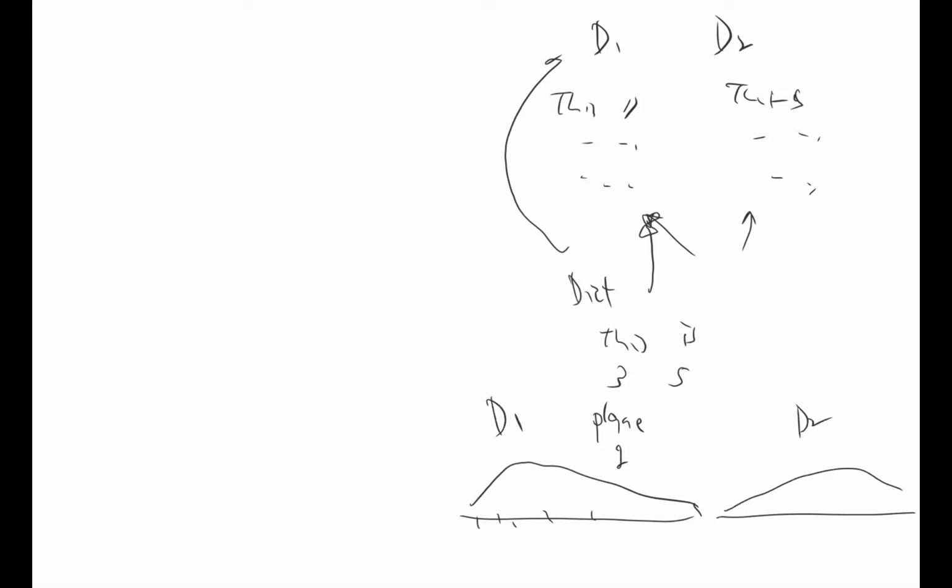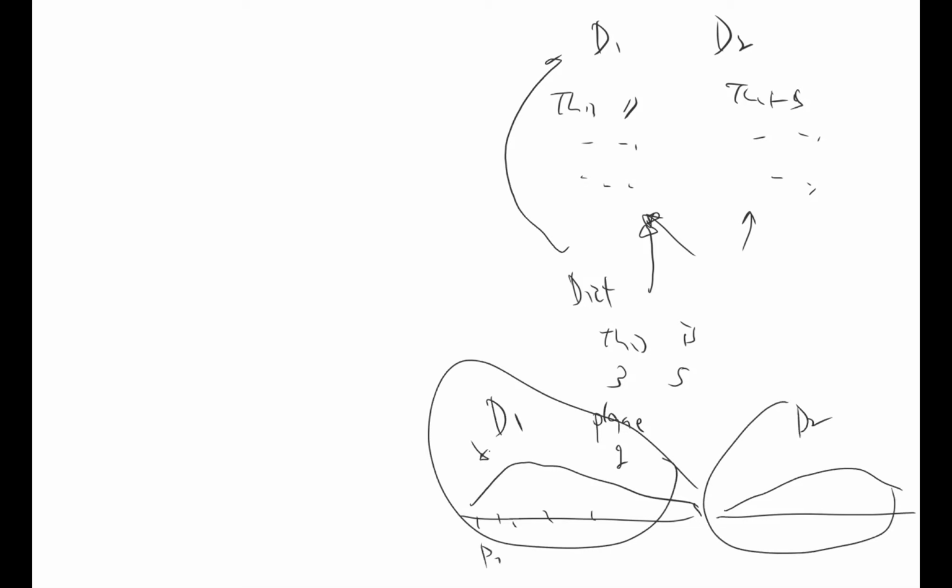So in a sense, I can compare two documents using KL-divergence or even cross-entropy. Maybe KL-divergence makes more sense. I can look at the KL-divergence of these two distributions, maybe call them P1 and P2, evaluate the KL-divergence between them, and compute a similarity between them.